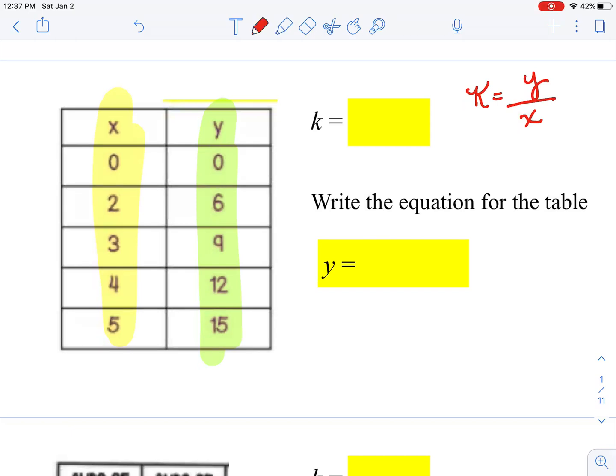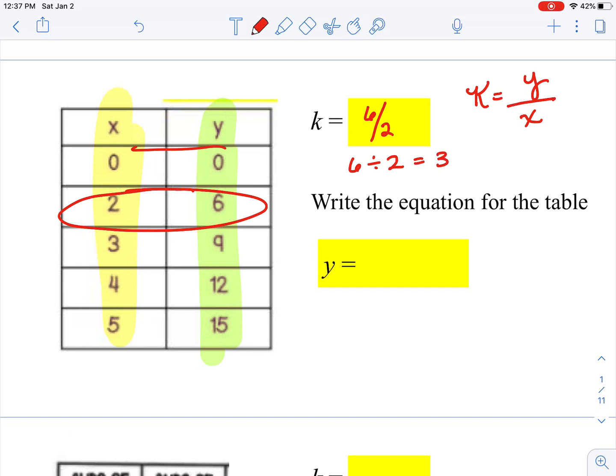So I usually just pick, well, I'm not going to pick the first two numbers here. I usually do pick the first, but look, it's 0, 0. No, I'm not going to use that one. So I'm going to come down here and use this. So my Y over X is going to be 6 over 2. Now, 6 over 2 is the same thing as 6 divided by 2, which equals 3.